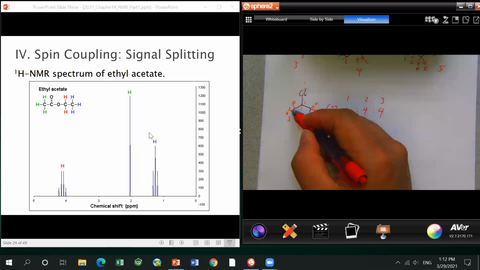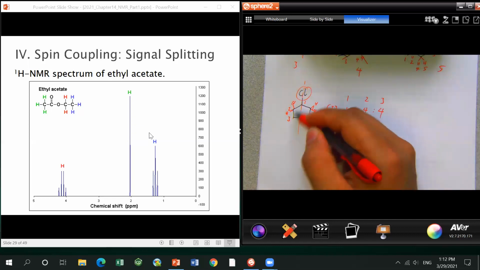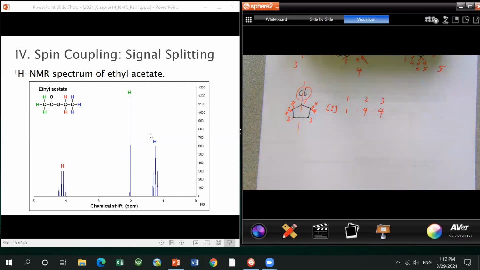2 is close to chlorine, and 3 is far away from chlorine. They have different chemical environments. Later we'll do some practice, so don't worry. That's the phrase I like: chemical environment.